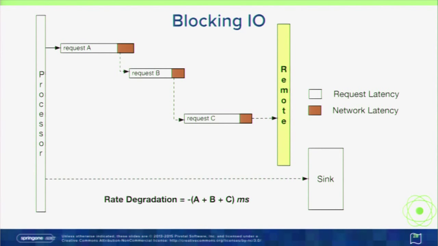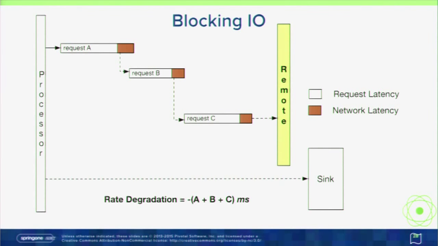Even if it returns a future, when you do future.get, it's going to block. So anyway, it's going to defeat the purpose of the concurrency, basically, because the sink is only going to receive the message after these three requests have finished. So this rate degradation can result in a simple formula where you have a rate degradation of latency of A, B, and C. And you want to maybe mitigate that.